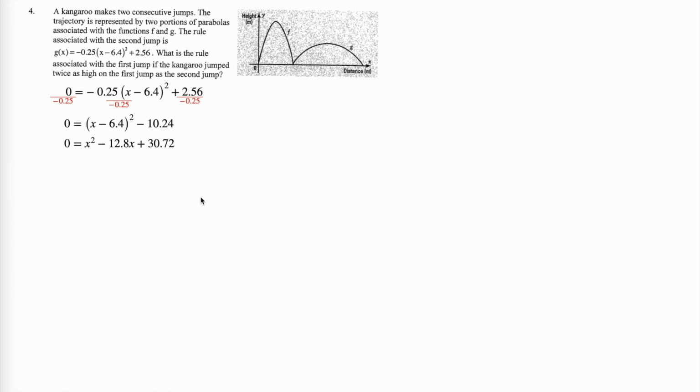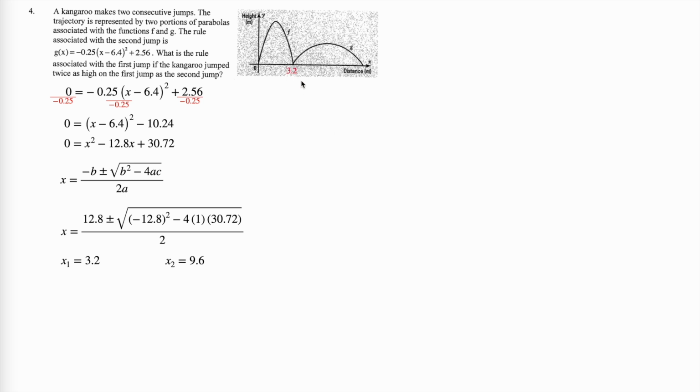I'm going to go to my quadratic formula, where x is negative b plus or minus the square root of b squared minus 4ac, all divided by 2a. Replace the b with negative 12.8, negative 12.8 all squared, minus 4 times the a, which is 1, times the c, which is 30.72. Divide all that by 2. That gives us 3.2 when we do the minus and 9.6 when we do the plus. The two zeros are 3.2 and 9.6.